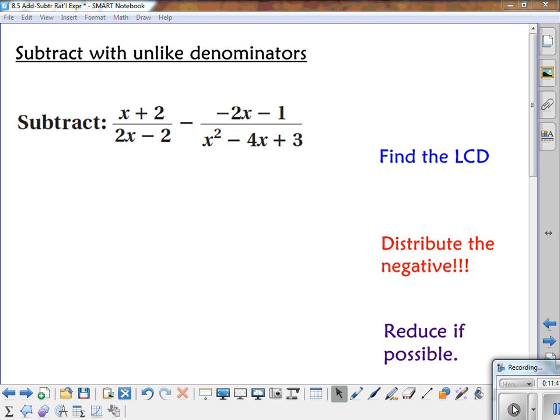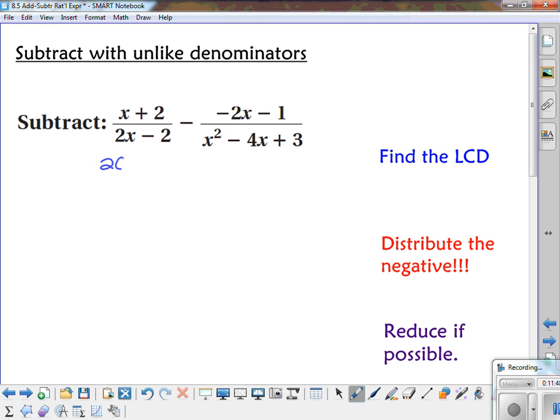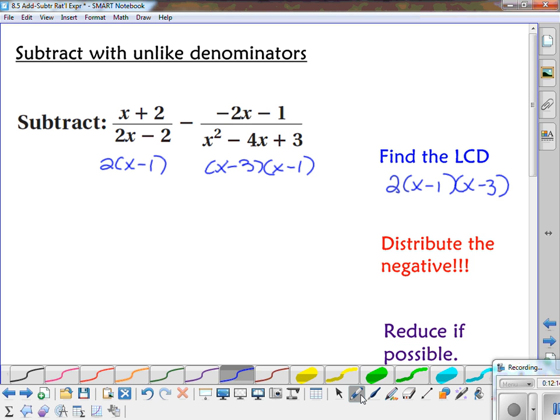So the first thing I want to do is factor the denominators and find the lowest common denominator. So the first one, I can take a 2 out, and I have x minus 1. And then x squared minus 4x plus 3 is x minus 3 times x minus 1. So my lowest common denominator is going to be 2 times x minus 1 times x minus 3. Everybody follow that? Is it starting to make a little more sense? Yeah. Okay, so let me rewrite the problem again.